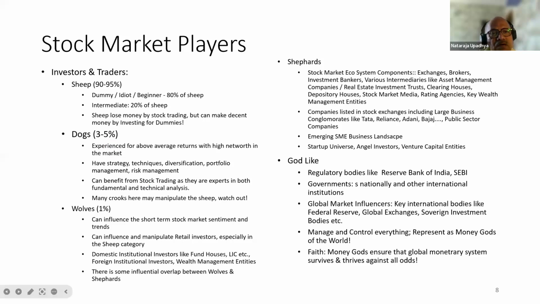These guys can change the sentiment of the stock market in the short term. Now, these are big players, so you watch out, as their influence is also on the stock market and your investments. Next come the shepherds.